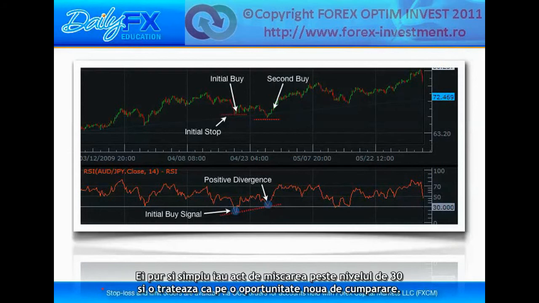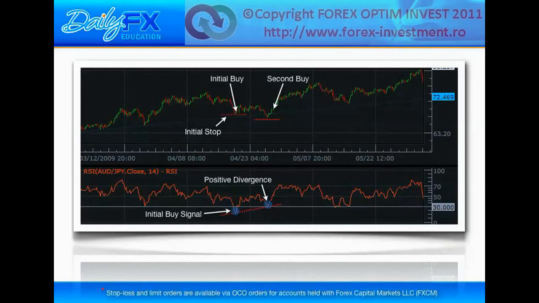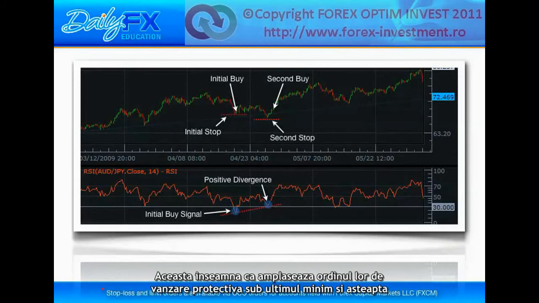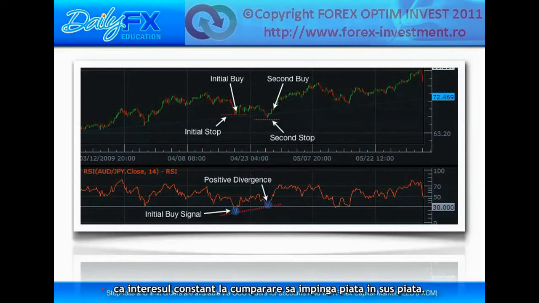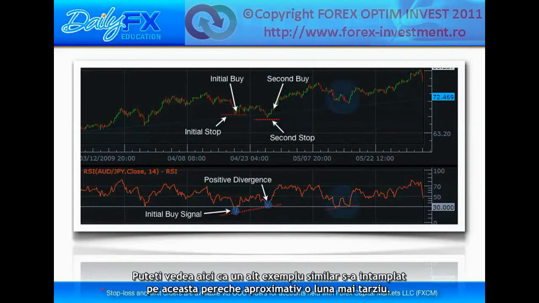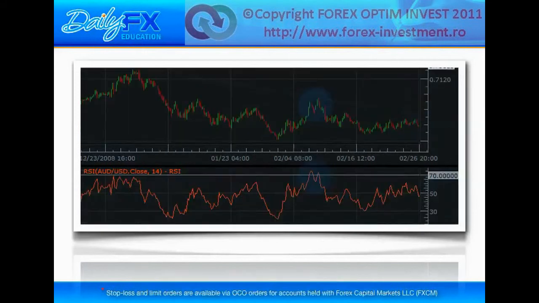This is a bullish signal and gives the trader an opportunity to enter into a trade once again. They simply note the second move above 30 and treat it as a new buying opportunity. This means they place their protective sell stop below the second low and look for continued buying interest to push the market up. You can see here that another example of this happened on the same pair about a month later. Here is an example of a second selling opportunity.